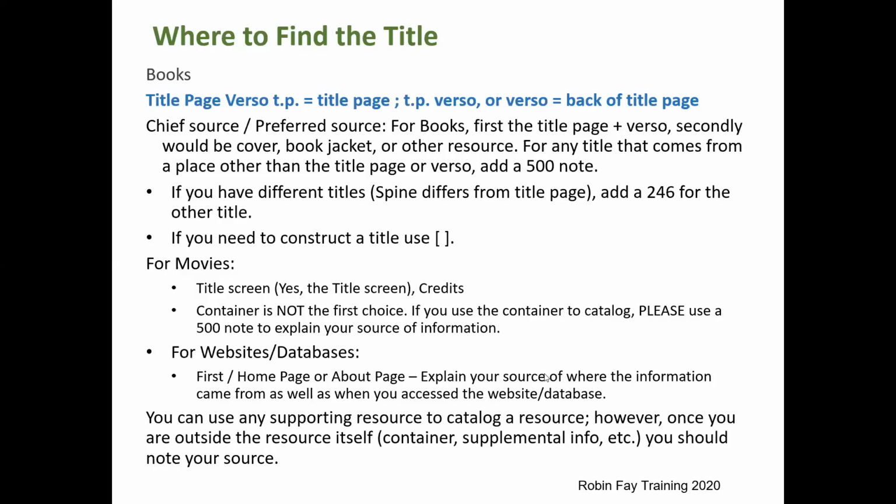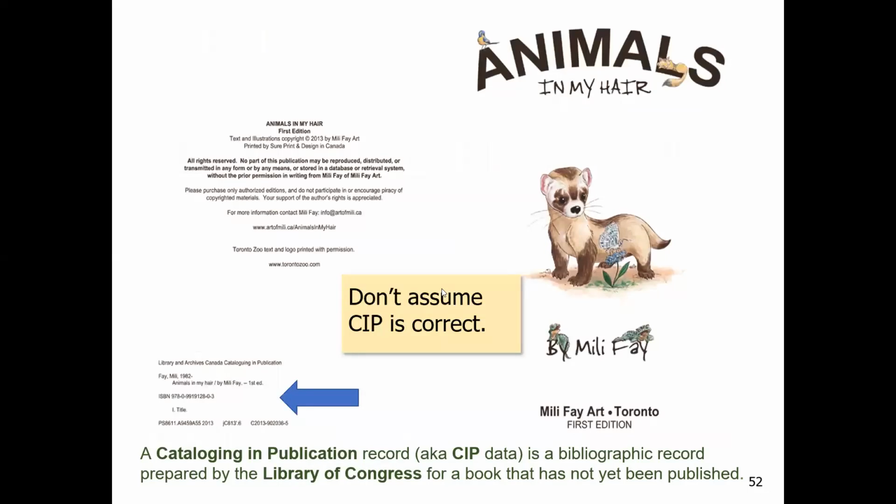For websites and databases, the chief source is the home page, and then secondary, the about page. And for websites, you're always going to explain where you accessed the information for the title, and also when, because of course websites change. You can consider using any supporting resource to catalog a resource, but once you get outside the item itself, you're going to add those notes.